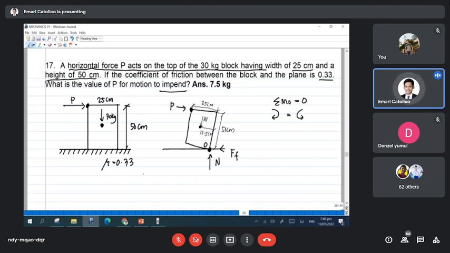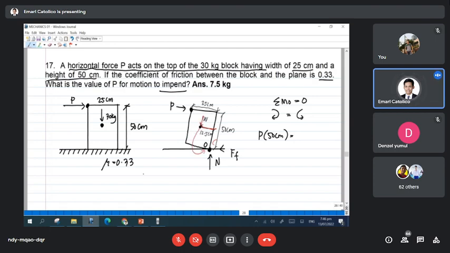So si P, rotation niya is papunta sa O, ano? Clockwise. So P, distance niya is 50 cm. Is equals to, so ang gagamitin natin is si weight papunta sa O. Kasi meron kang horizontal distance, yung weight mo is pababa. So may summation of moment din dyan.